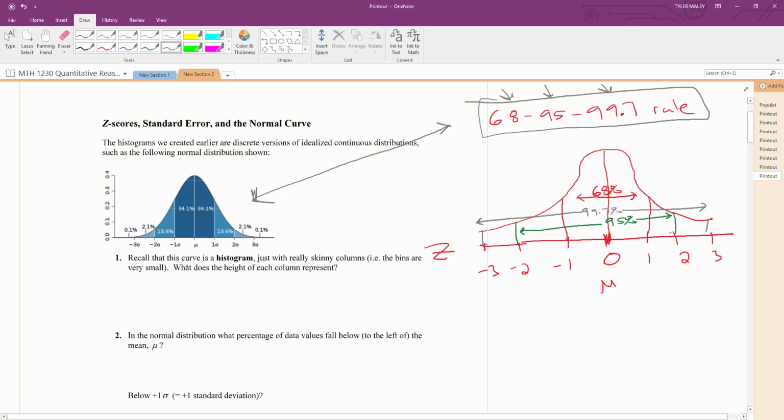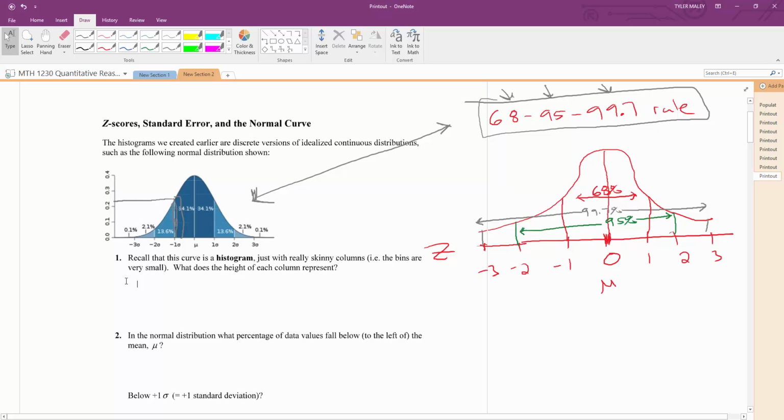So then number 1, it says recall that this curve is a histogram, just with really skinny columns. So that's what we're talking about. I.e. the bins are very small. The bins are the class width. So it says what does the height of each column represent? So if I have a column here, what does this column represent, the height of it? So matching up over here, what does it mean? So this is what I would say.